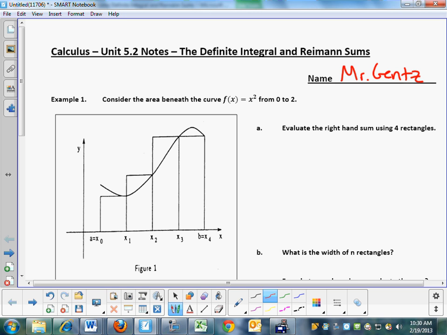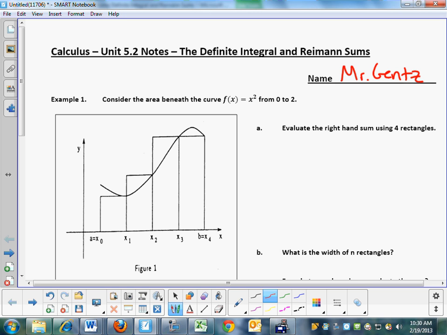But the idea is, we consider this area beneath the curve of x squared from 0 to 2. This is not the curve that I'm referring to; we're going to get to that in a second. But we just want to get our minds around what's been happening. We want to do that by doing the right-hand sum using 4 rectangles. So I've drawn this picture of x squared, and I've divided it into 4 pieces.